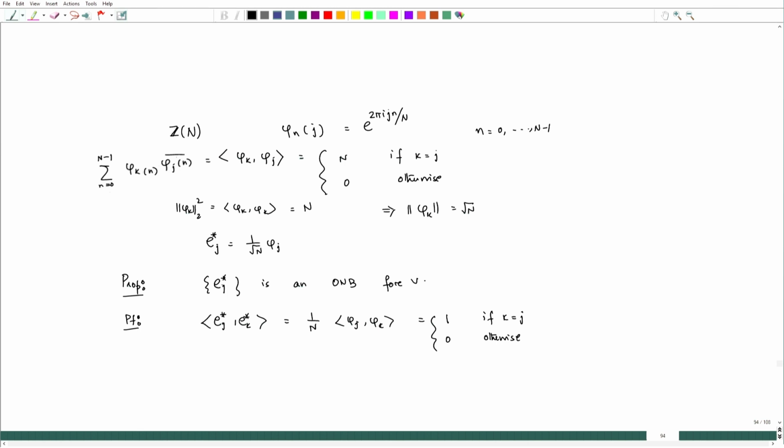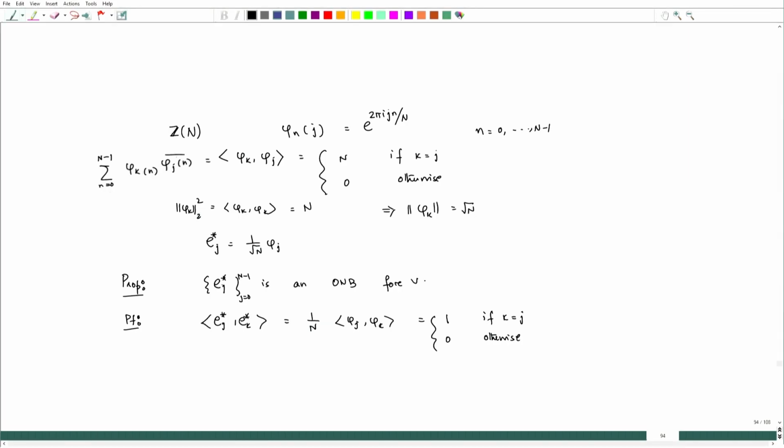Now, in order to see that this is a basis, of course, with j from 0 to N minus 1, the moment we show that they are linearly independent, then they are going to be a basis, because we have already seen that V has dimension N, capital N. Therefore, being N linearly independent vectors, they will form the basis.